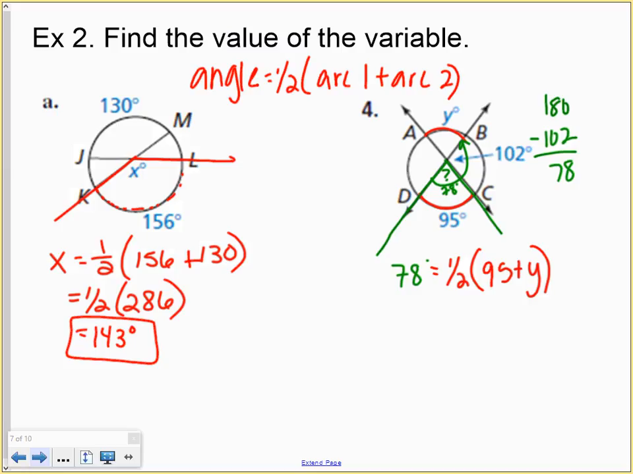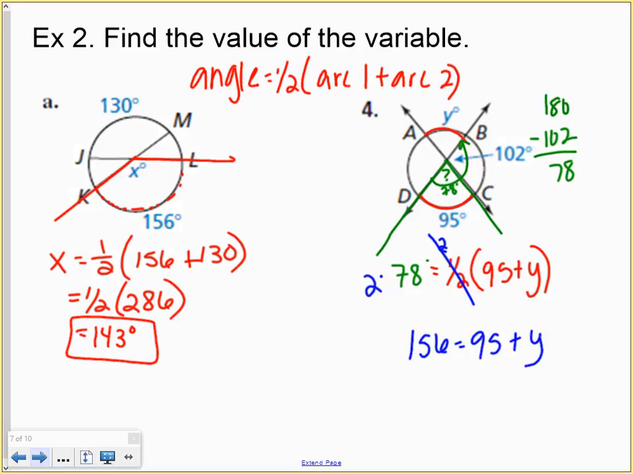Now, algebraically, you have a couple of different options here. Here's how I do it. Multiplying by 1/2 is the same as dividing by 2. And how do you undo division? You multiply. So I multiply by 2 on both sides and get rid of the fraction. And then I'm left with, so 78 times 2 is 156. There we go.